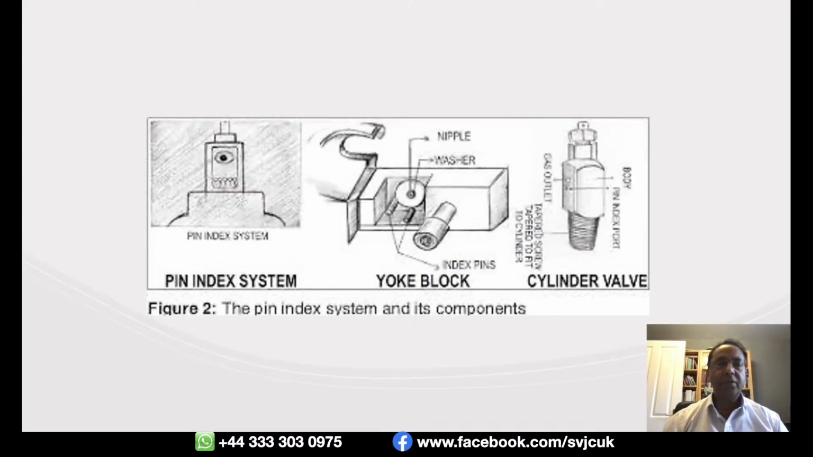This particular slide shows the pin index system. You can see the yoke block, and you can see the cylinder wall. So if the oxygen cylinder fits onto the yoke block, it will fit appropriately and avoid fitting another cylinder like nitrous oxide. So the pin index system is a safety feature on the anesthetic machine.